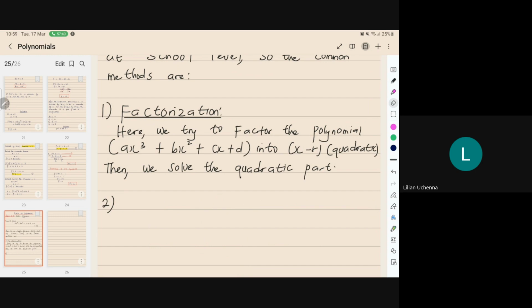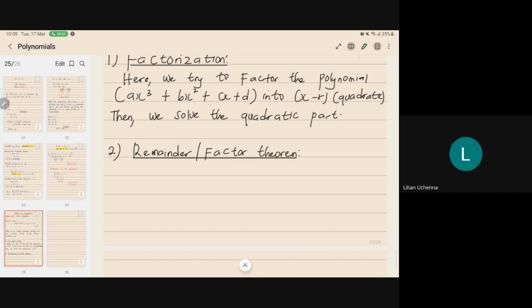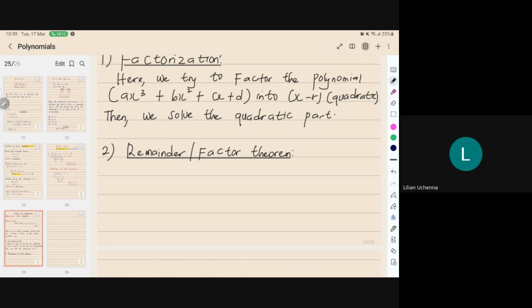the remainder and factor theorem. So the next one is the remainder and factor theorem, which is better for us to do. So for the remainder and factor theorem, right, how will it work? For a polynomial, and I'm going to solve an example. I think that example I quoted is better for the factor theorem.